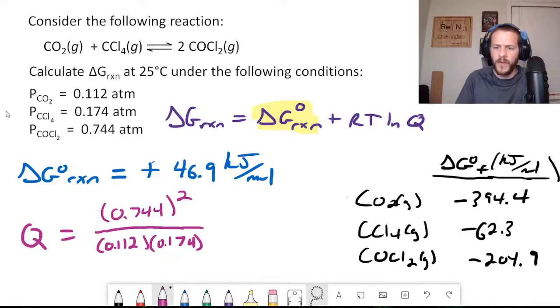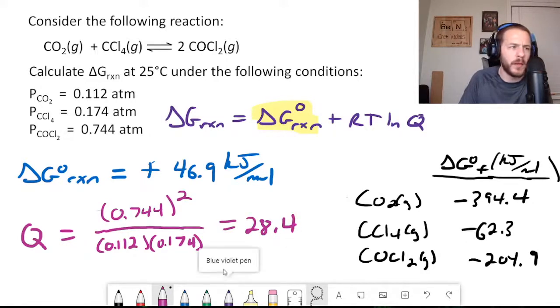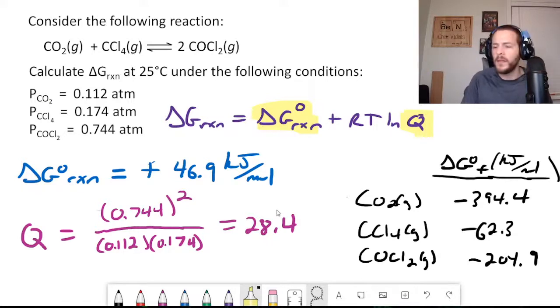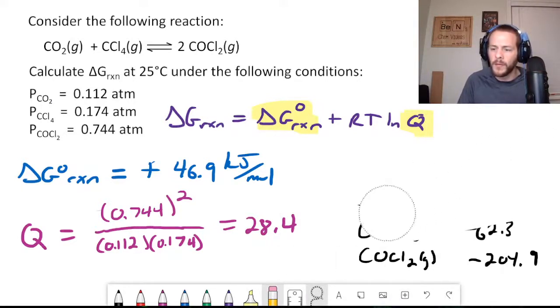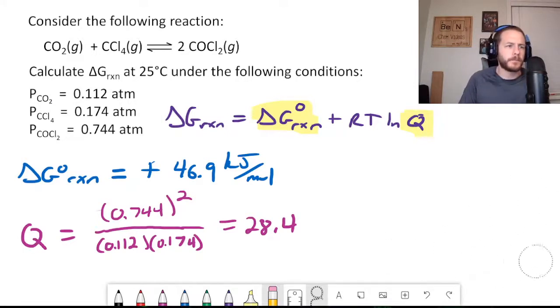All right, so the value for the reaction quotient that I got, go ahead and keep this to 3 significant figures, is 28.4. Okay, so that takes care of our Q, right? So basically we have everything that we need now. We can plug these into the formula and solve away, right?